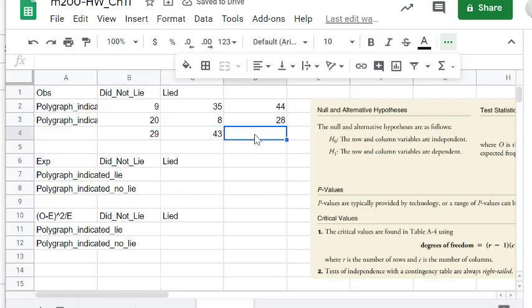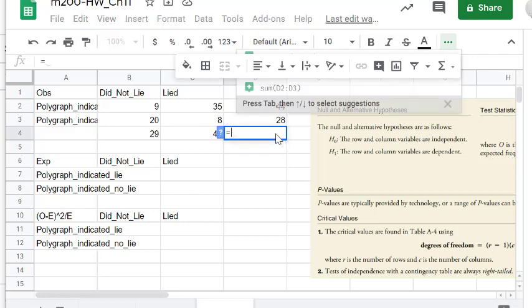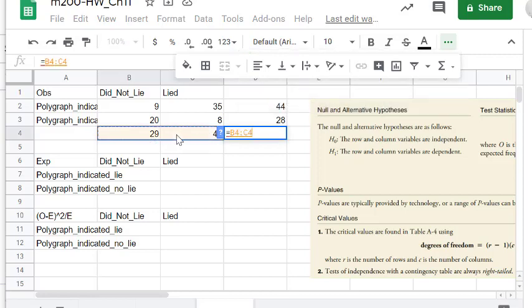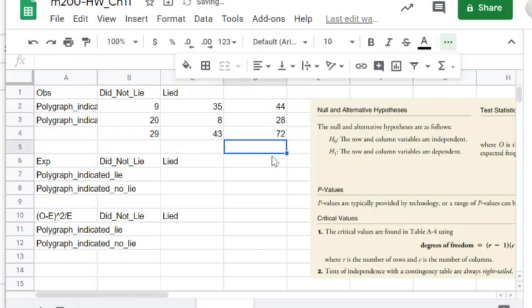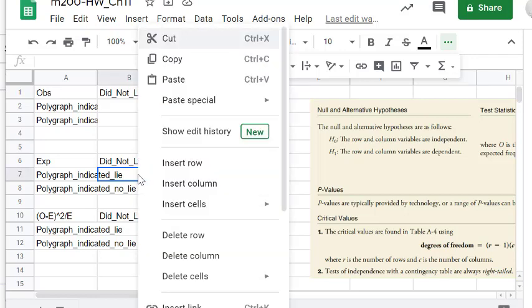Now the grand total is going to be the sum of everything, so we can just say equals. We can also just add up the column totals or the row totals, but not both. So the grand total should be 72. Okay, so now that we have the column, row, and grand totals, let's find the expected value.